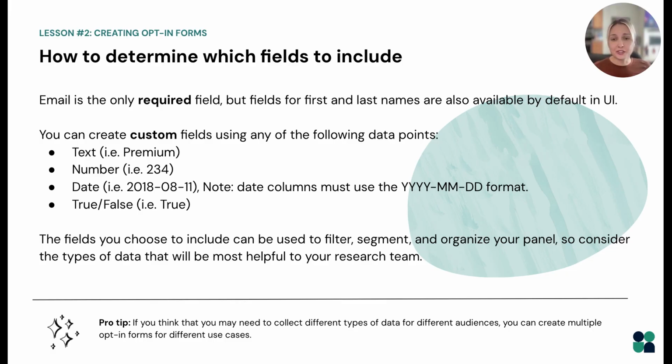Beyond these foundational fields, you can also create custom fields using the following data points: text, number, a date, or a true or false. The fields you choose to include can be used to filter, segment, and organize your panel, so consider the types of data that will be most helpful to your research team. For example, you might want to include fields that will help you identify high-value users, segment different customer profiles, or identify users paying for different pricing plans or products.